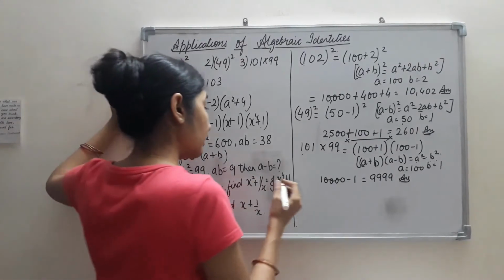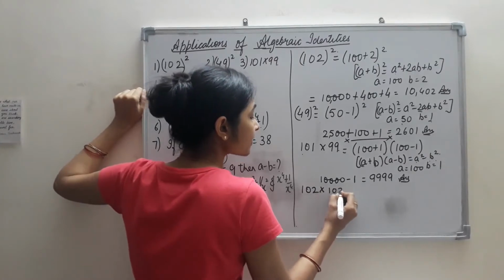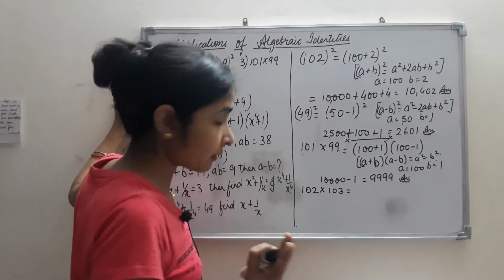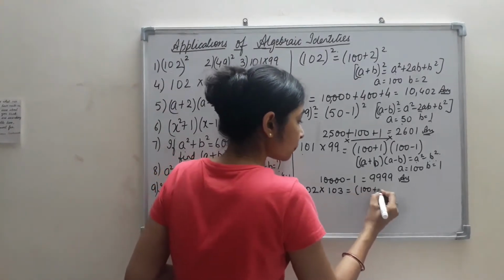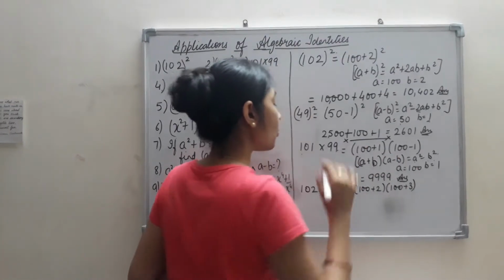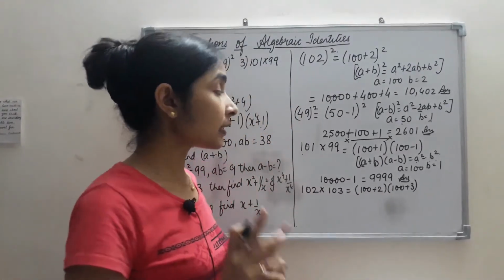What we are having there? There we are having 102 multiplied by 103. Now first breaking those numbers into simpler ones, what do we get? 100 plus 2 and 100 plus 3. Now what do we observe here? The first term in both of them is same, second term is different.